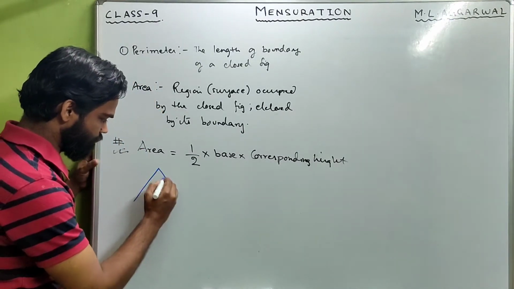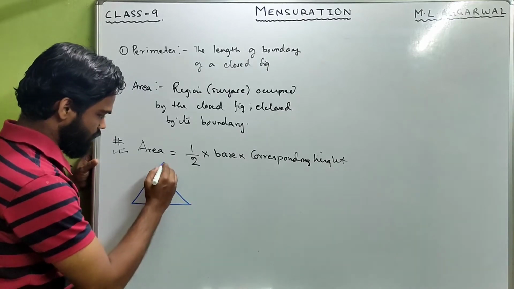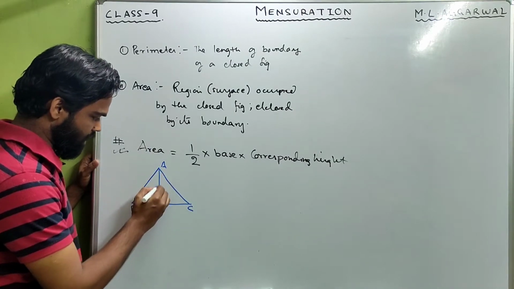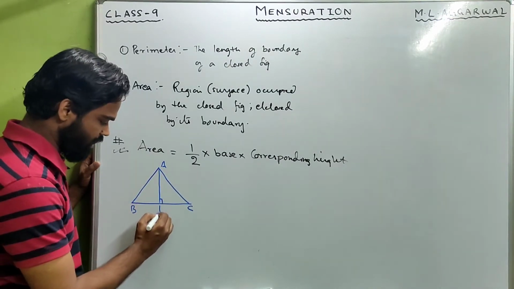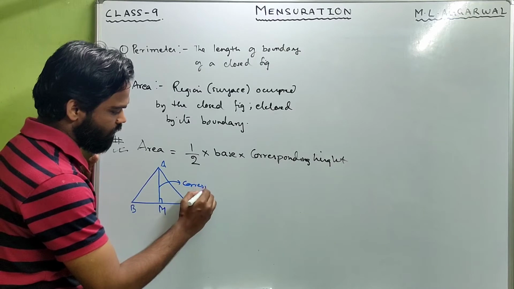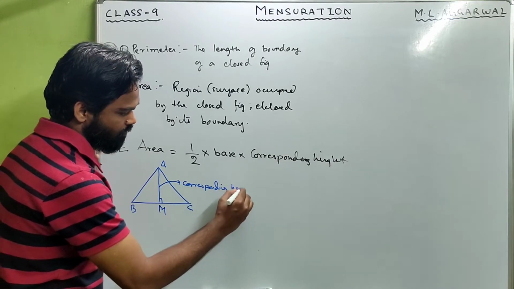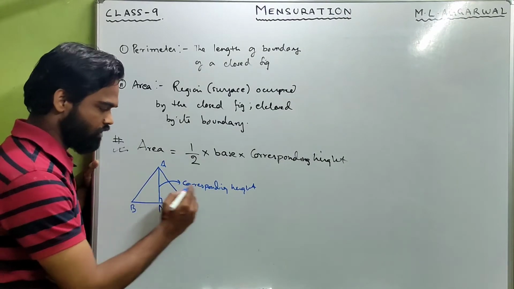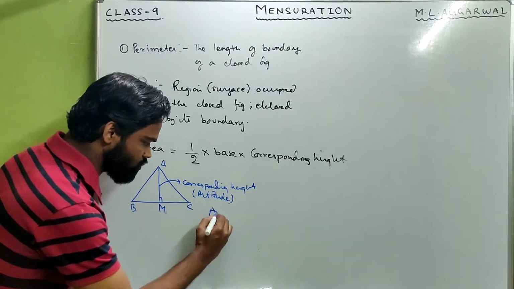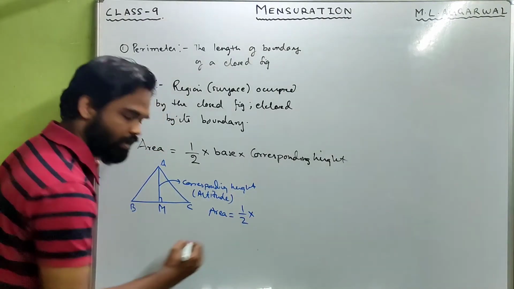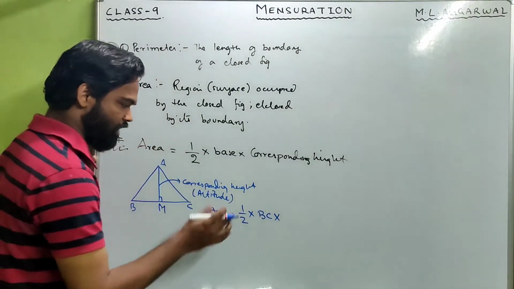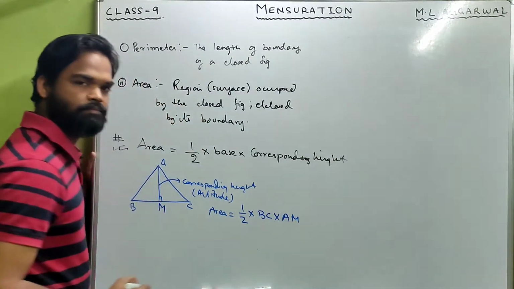Suppose we have a triangle ABC, and from the vertex A I drop a perpendicular AM on BC. So AM is the corresponding height for BC I'm talking about. It is known also as altitude. Then area of this triangle can be written as half into base, that is BC, multiplied by the altitude or the corresponding height, AM.